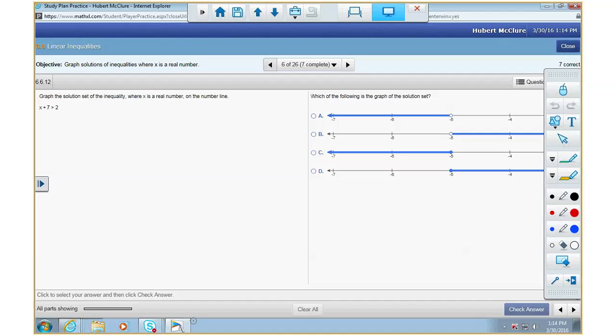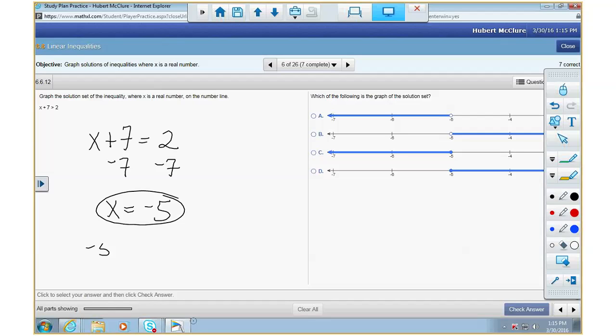So this is x plus 7 is greater. But before we do that, I'm not going to do that. What I'm going to do is change it to a regular equation. X plus 7 is equal to 2. That's your regular equation. Now if I want to subtract 7, that's x is equal to -5. That -5 means if I plug it in, -5 plus 7, that 2 is equal to 2.